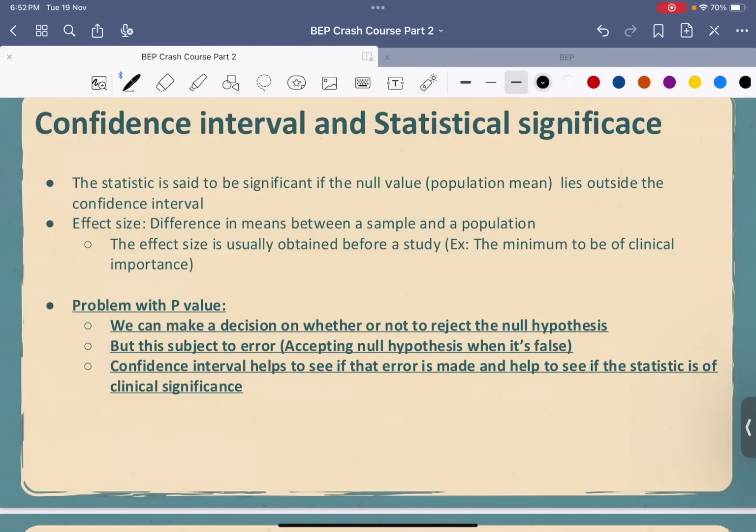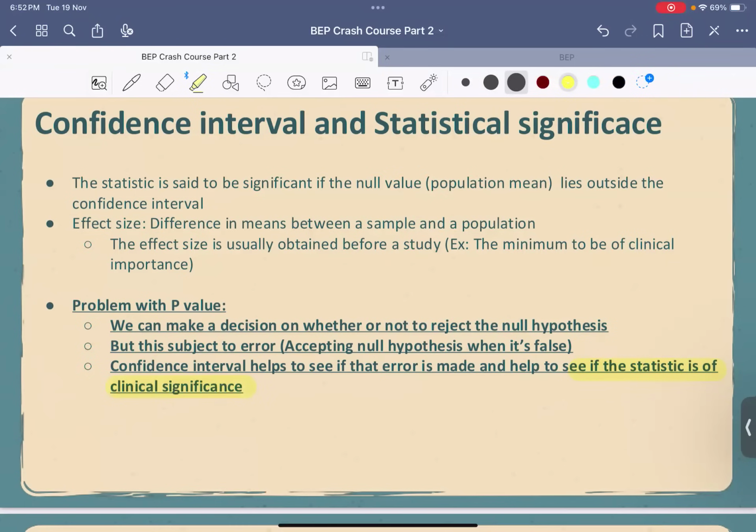So why do we use both p-value and confidence interval? There are a few problems with p-value. The first problem is that we can make a decision on whether or not to reject the null hypothesis, so whether or not it's statistically significant, but it's subject to error, okay? So we may be accepting the null hypothesis when it's false. For example, we can say that, oh, this drug does not have an effect, but in reality, it does have an effect, okay? So the p-value alone is subject to error. And that's why we need the confidence interval, to see if that error is made and to help to see if the statistic is clinically significant.